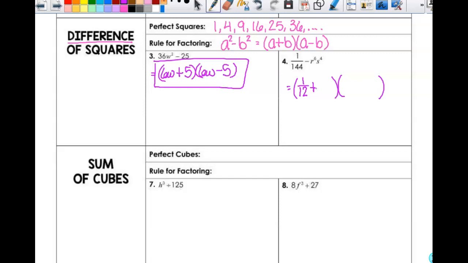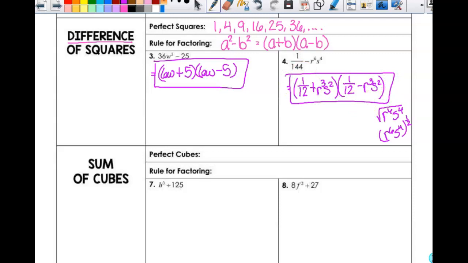Anybody know? Yes. Okay, very good. Because if I want the square root of r to the 6th s to the 4th, isn't this the same thing as r to the 6th s to the 4th to the 1/2 power? That look familiar? And so basically then power to a power, you're basically just dividing all those in half. So then this is going to give me r cubed s squared. So then I'll get 1/12 minus r cubed s squared. And that is my difference of squares.